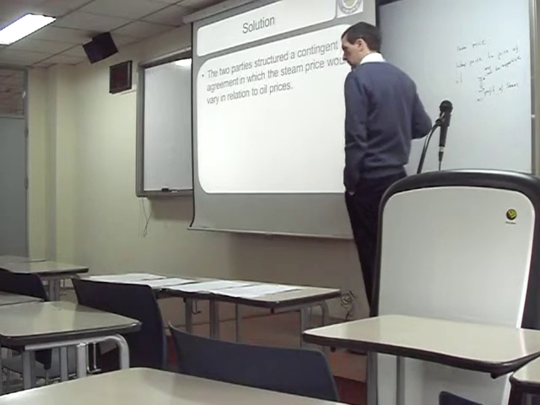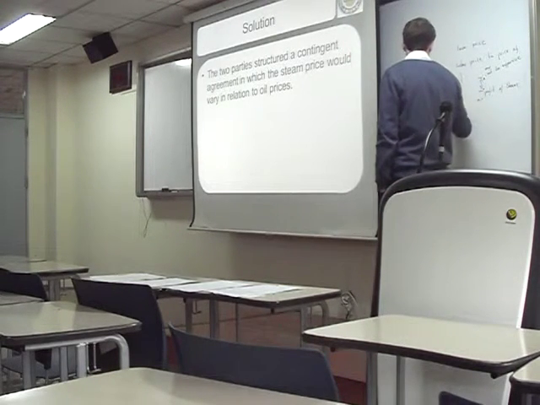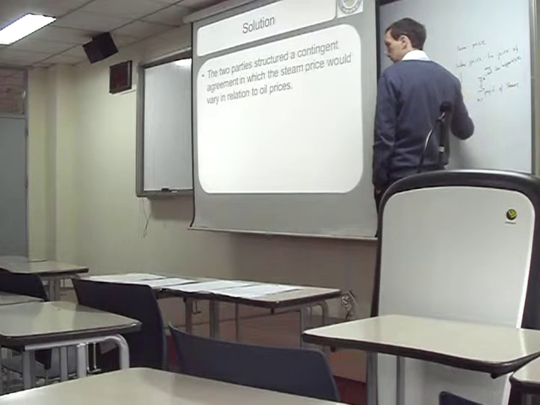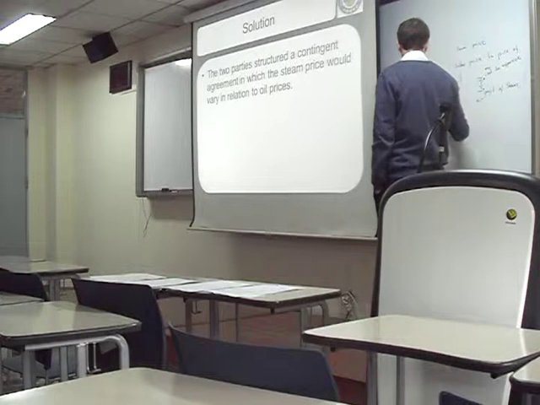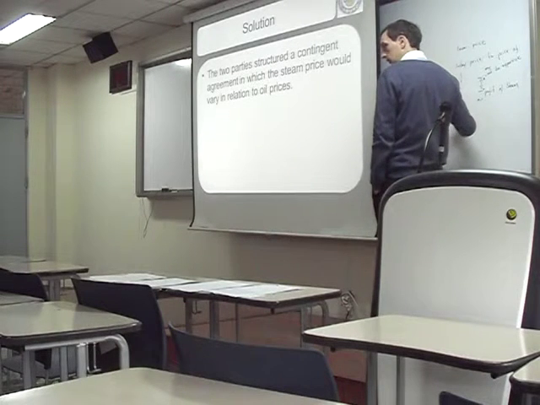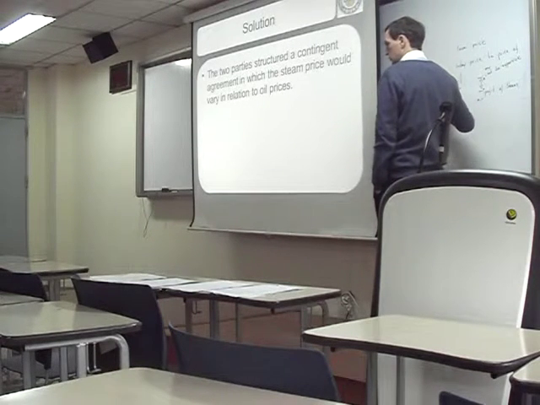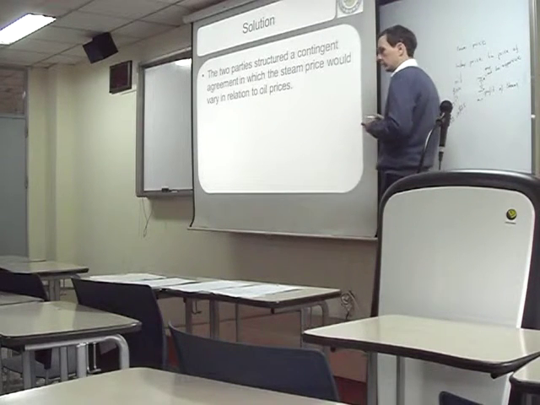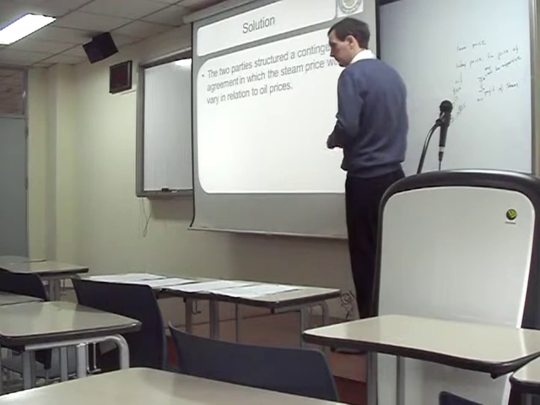So the oil price is $50 a barrel now, it goes up to $100. Steam price is now $50 for the same amount of energy, it goes up to 75, not 100, okay? So if the oil price goes up, the steam price goes up 50%. So we can make that kind of deal, which means that we're both happy.